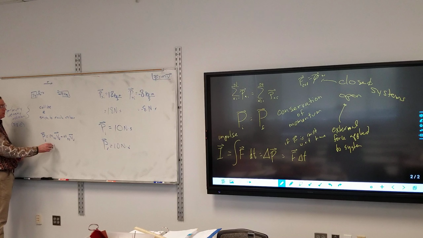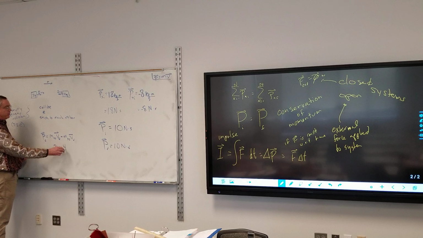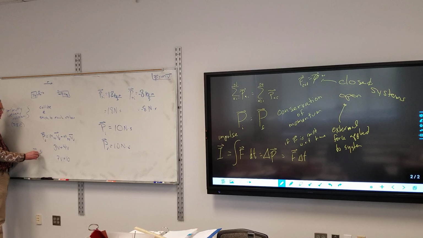All right, so this becomes 3V plus 4V, 7V, is equal to 10. So the final velocity is 10/7 meters per second.